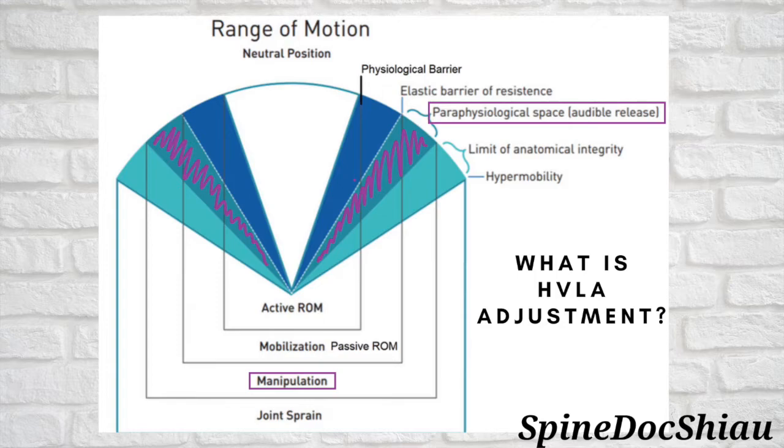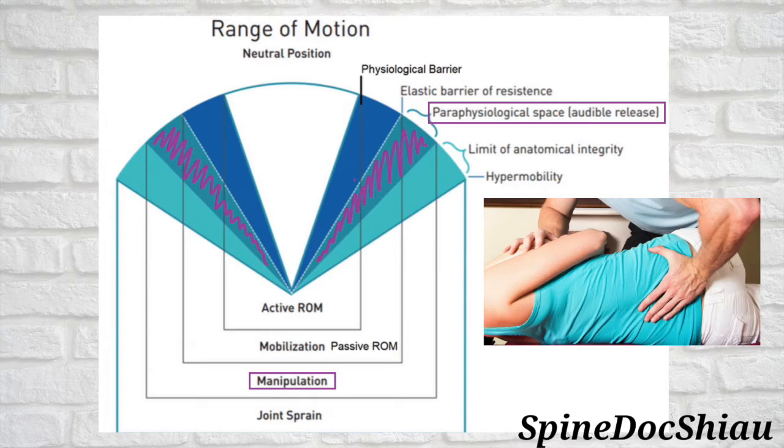So keep in mind that a manipulation is an adjustment that involves a short or sharp movement that pushes the joint beyond its normal range of motion, as opposed to a mobilization, where the joint is moved within its normal range of motion. Everything shaded purple is where the manipulation or adjustment occurs, in this paraphysiological space.